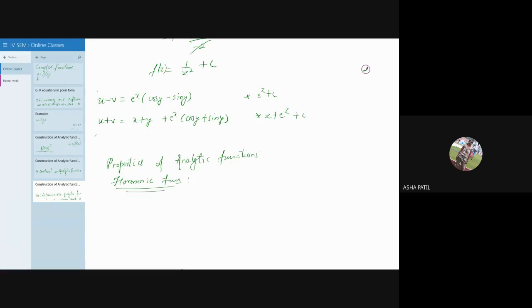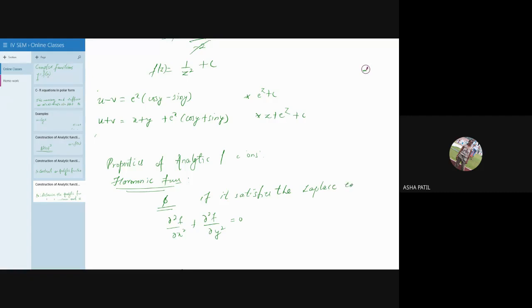Any function phi can be said to be harmonic if it satisfies the Laplace equation. Have you heard about the Laplace equation? What is it? Anybody? What's the Laplace equation? Dou square f by dou x square plus dou square f by dou y square is equal to 0. Yes, that is your Laplace equation, right?